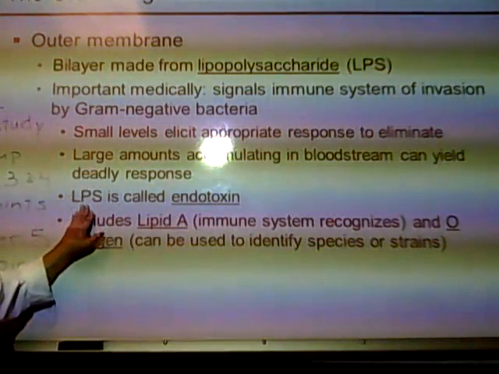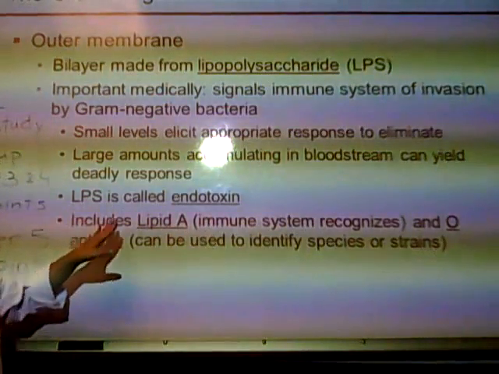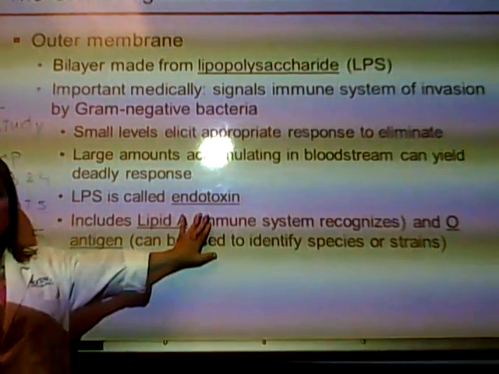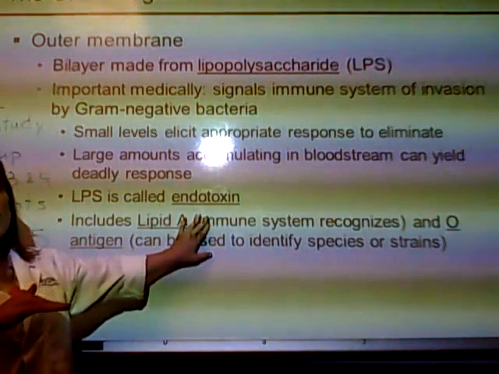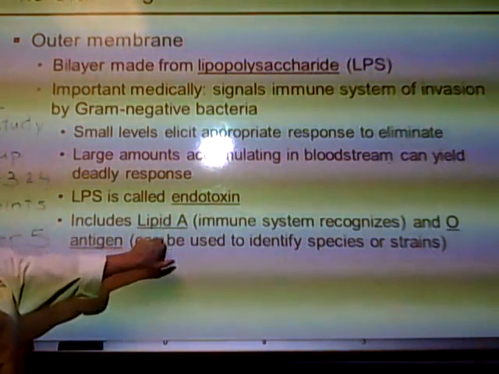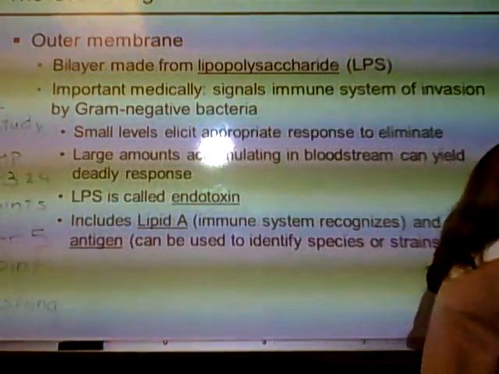Okay, so the lipopolysaccharide is also called endotoxin. All right, so endotoxin is on the cell membrane. You also have exotoxins, which are excreted. So in this case, we're talking about an endotoxin. Okay, so the parts, again, are lipid A and the O antigen are the parts of that endotoxin.